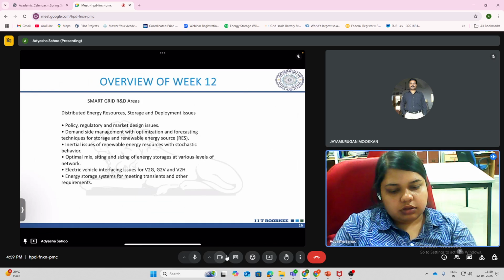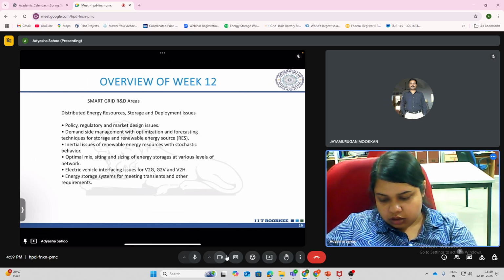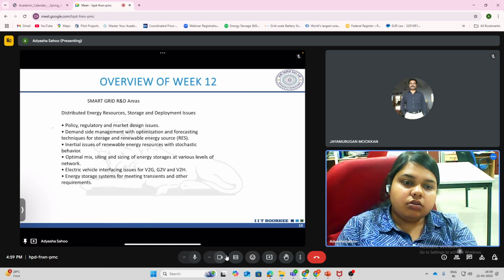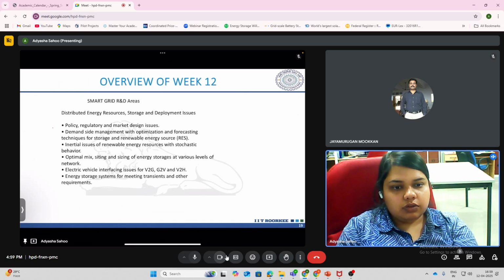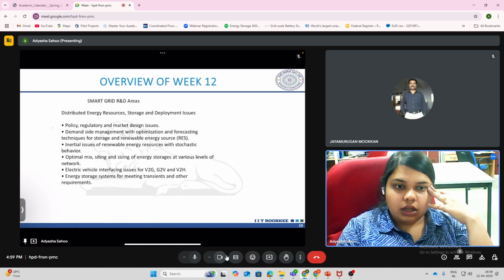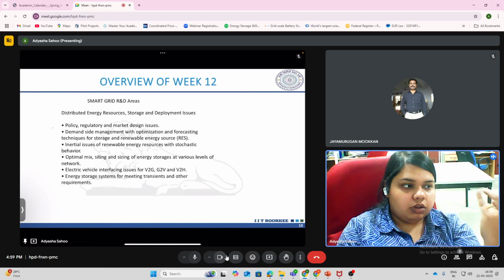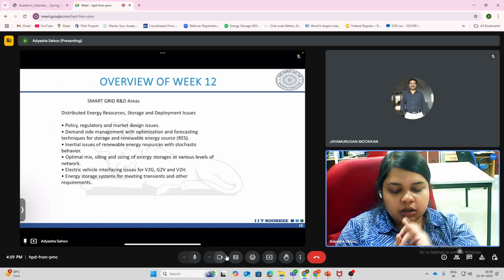Now, what are the distributed energy resources, storage, and deployment issues that are within the smart grid? So, the first thing is various policy, regulatory, and market design issues. As we know, these are new scenarios that we are facing now with the addition of distributed energy resources. So we do not have concrete rules and regulations for their addition, like where they should be added, what should be the voltage level where they are added, what reactive power or at what power factor they need to operate. So these are various standards that are yet to be developed and yet to be mandated by the grid.